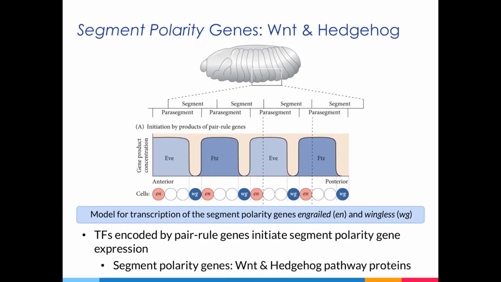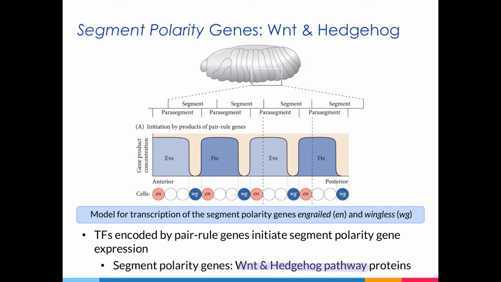The segment polarity genes belong to the Wnt and hedgehog pathways, and what controls their expression in part is the expression of the pair rule genes, as we'll see in a moment. The Wnt and hedgehog pathway genes will be expressed in an alternating pattern along the anterior-posterior axis of the embryo, so that a row of cells will express hedgehog and the transcription factor engrailed, while the row of cells next to that will express wingless, which is the homologue for Wnt in Drosophila.